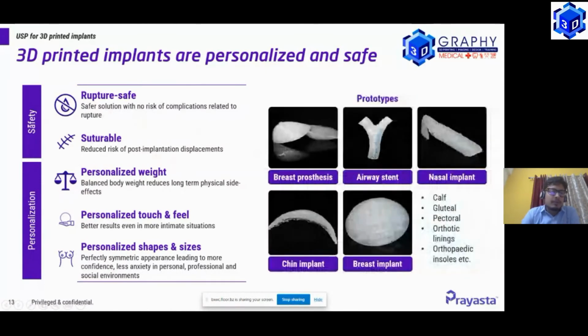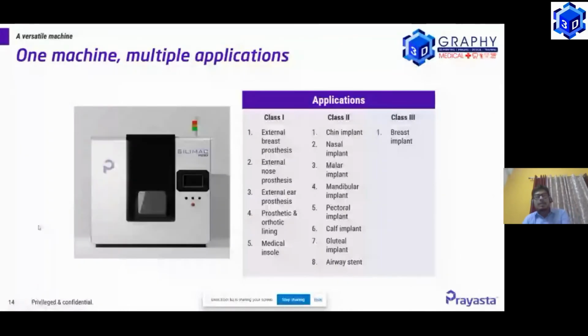And again, these value propositions are not only limited to breast prosthesis and implant. We can do any soft tissue implant that way. Be it tracheal stent, nasal implant, chin implant, calf, pectoral, all of those are possible using the same machine. And that is why it's a single machine but multiple applications. Many of you may already be aware that these implants are medical devices and come in different classes. So we can actually do all classes using the same machine.